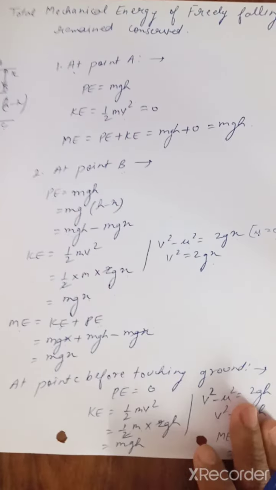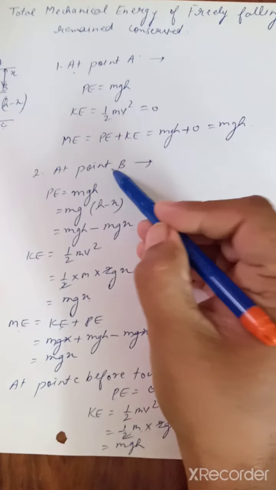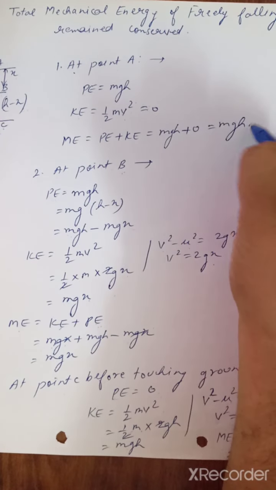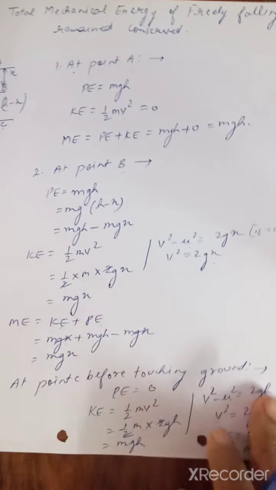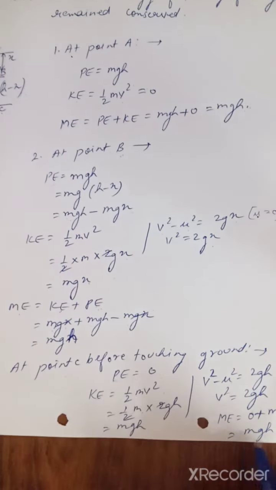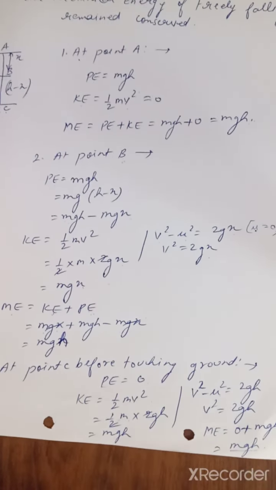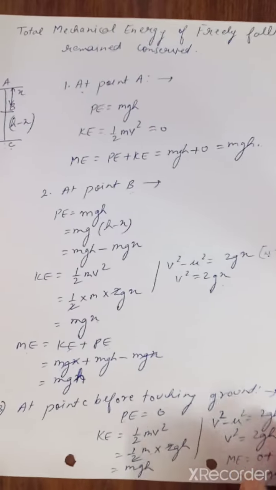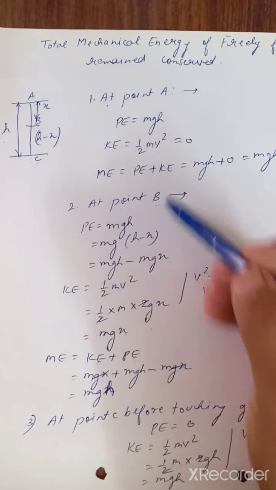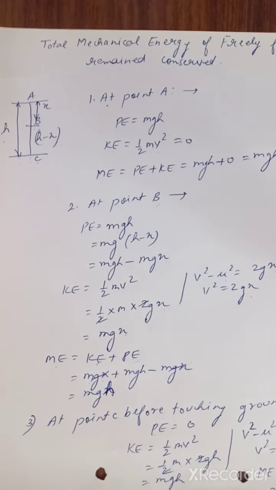So we have seen here that at each point A, B and C, the result we are getting is mgh. Here also we got mgh, here also we got mgh, and finally here also we are getting mgh. So what does this prove? We are getting mgh at each point. This proves that the total mechanical energy at each point A, B and C remains conserved.